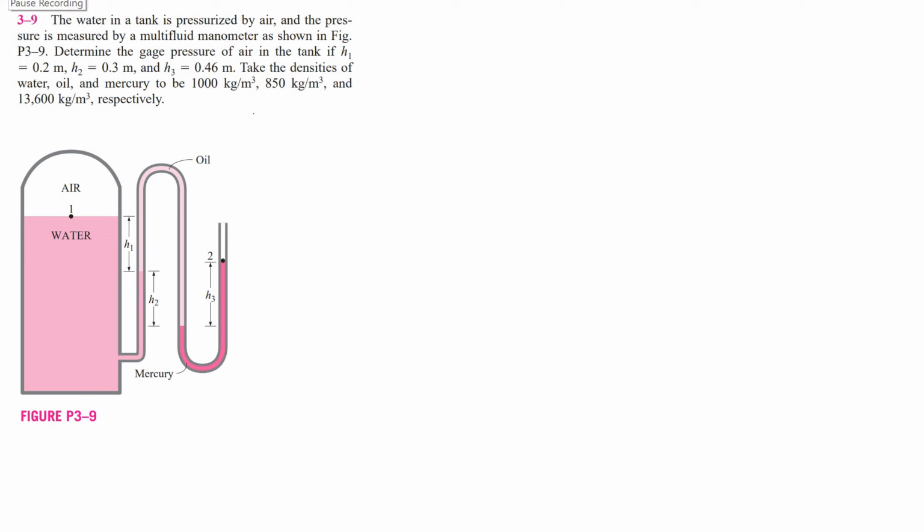Okay, for this question, you have to find the gauge pressure of air. So where is the air? The air is here. Based on our understanding of the pressure of air, the pressure at any point here, even though it's at different elevation, because it's air, we can assume it's the same. So we are looking for P air at point 1, which is the gauge pressure at point 1.